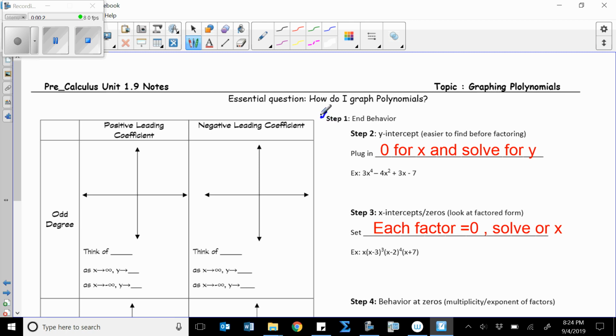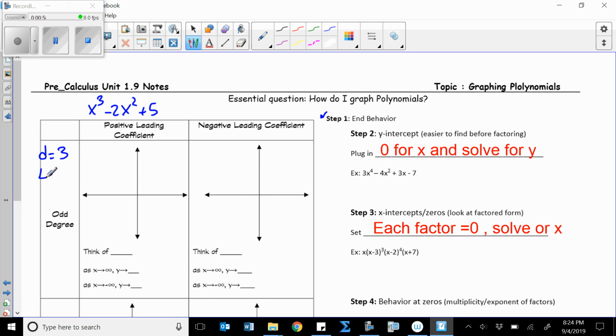In order to find the end behavior, we are going to use this table that you see here. Let's work with an example: x to the power of 3 minus 2x squared plus 5. In order to find the end behavior, the first thing that we need to do is to find the degree of this polynomial. The degree of this polynomial is 3 because it's the term with the highest exponent. So you take the exponent of the one with the highest exponent, that's 3.